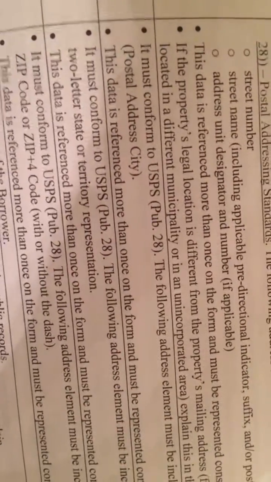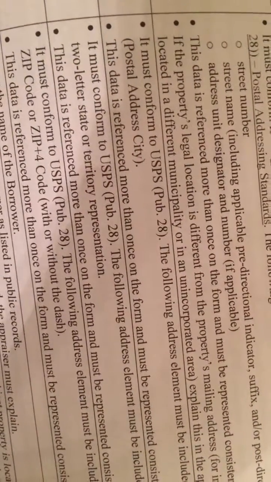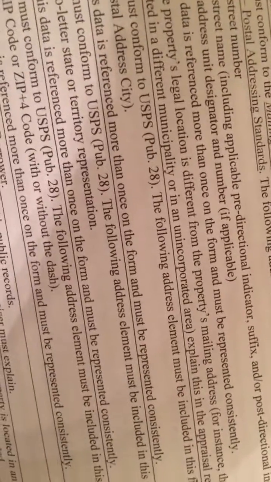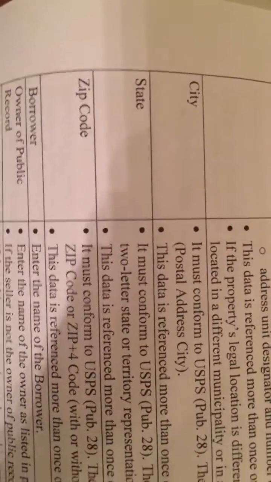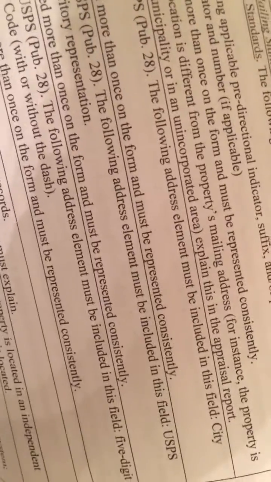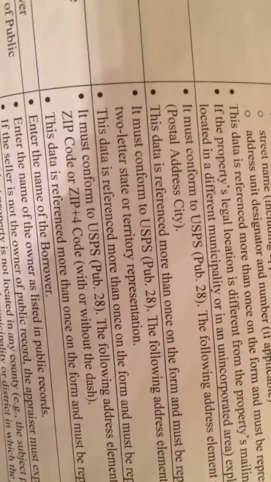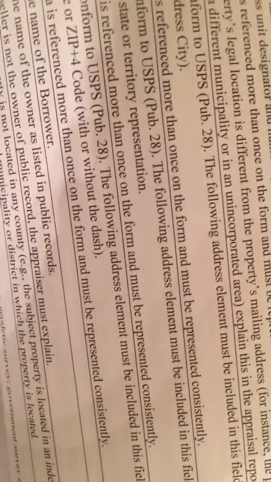If the property's legal location is different from the property's mailing address, for instance, the property is located in a different municipality or in an unincorporated area, explain this in the appraisal report. City. It must conform to the USPS Publication 28. The following address element must be included in this field: city, postal address city. This data is referenced more than once on the form and must be represented consistently.